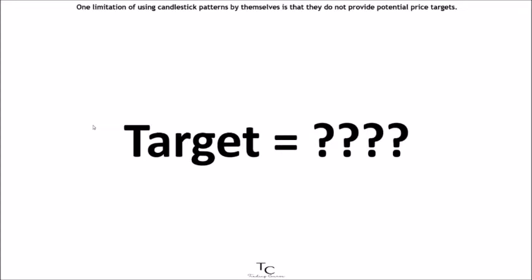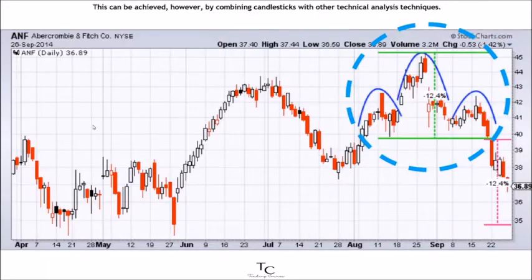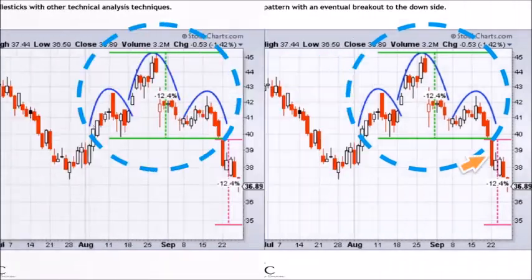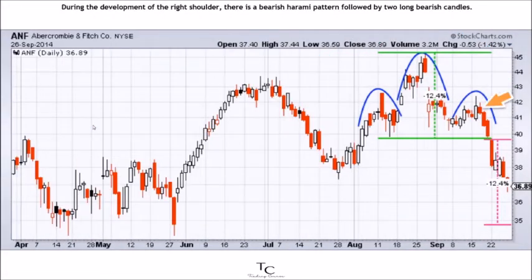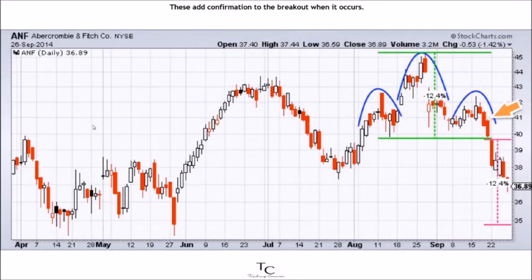One limitation of using candlestick patterns by themselves is that they do not provide potential price targets. This can be achieved, however, by combining candlesticks with other technical analysis techniques. The chart on the screen shows a head and shoulders pattern with an eventual breakout to the downside. During the development of the right shoulder, there is a bearish harami pattern followed by two long bearish candles. These add confirmation to the breakout when it occurs.